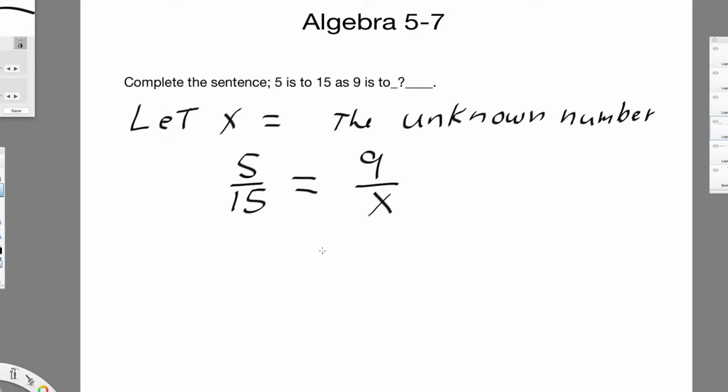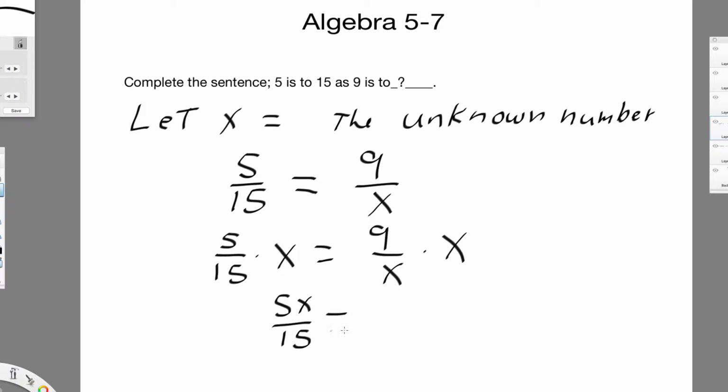I can use algebra to manipulate this, so in the first case, I'm going to multiply both sides of the equation by x. So I get 5 over 15 times x equals 9 over x times x. Well, x over x is 1. That's going to cancel out. And 5 over 15 times x, that would be 5x over 15 equals 9.